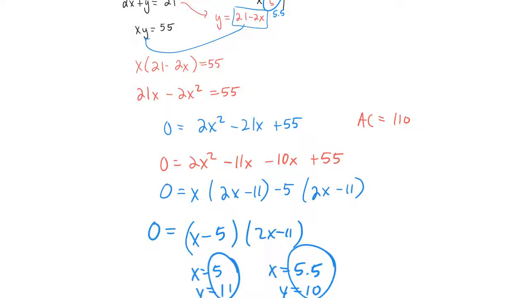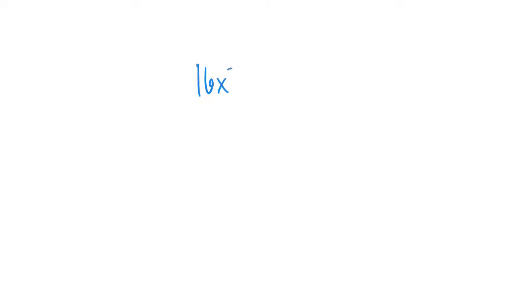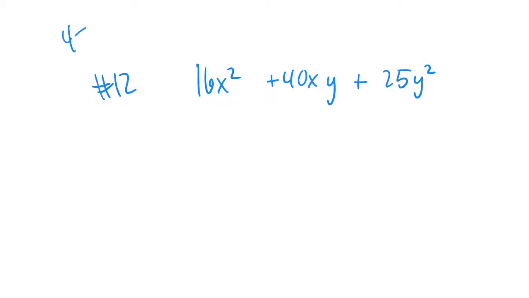I have a question on 4.5. Anything else on this one? Okay, go. Number 12, it's 16x squared plus 40xy plus 25y squared. There's like a rule for this one. Equals 0, or is it just a factor? Just factor. Is this section 4.5? Yeah.